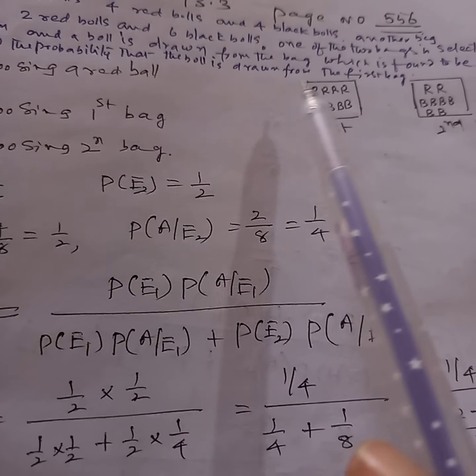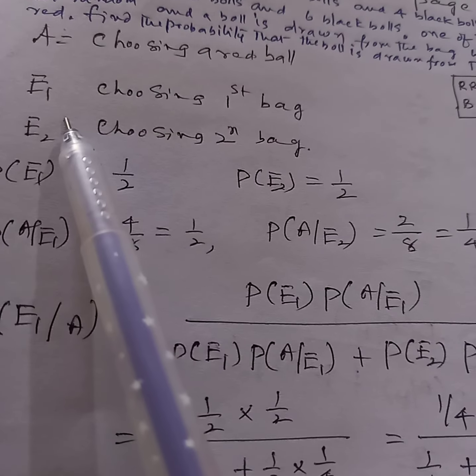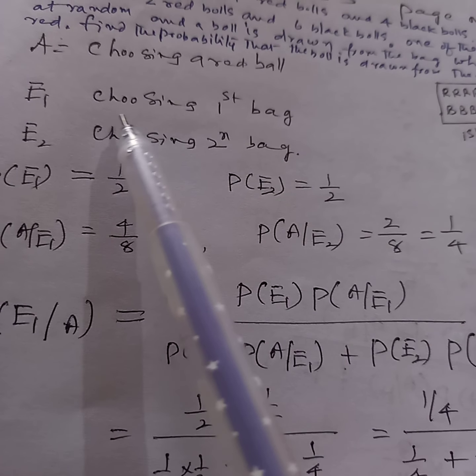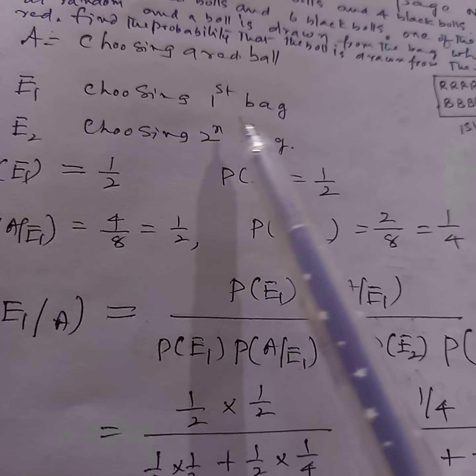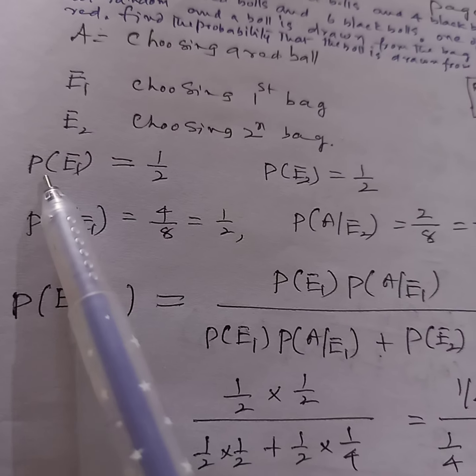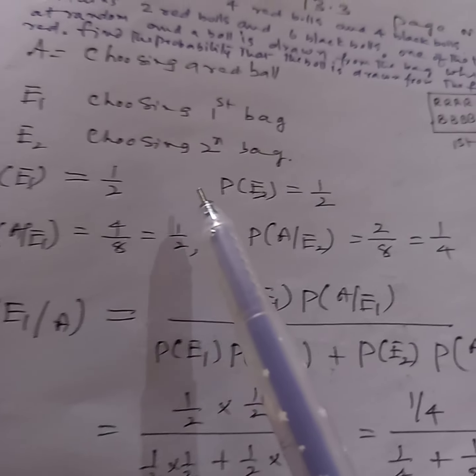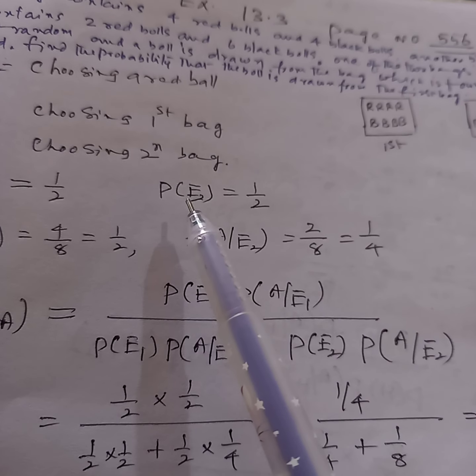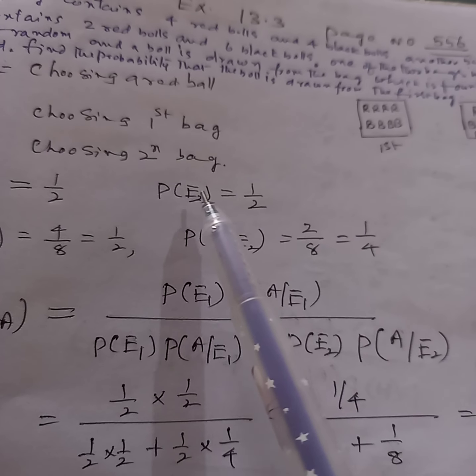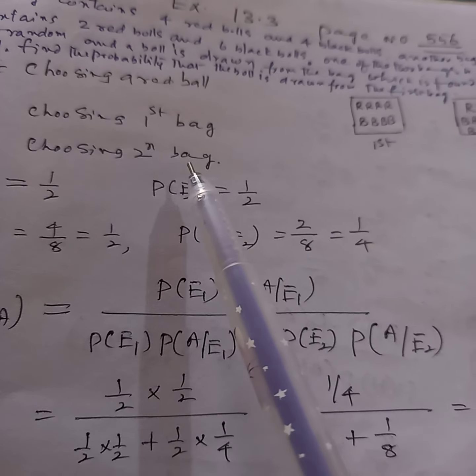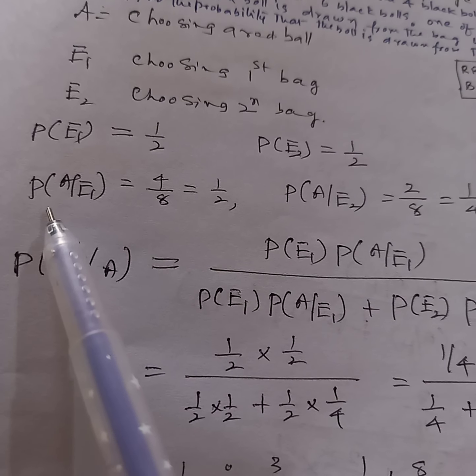Now we have to choose the first bag. Let E1 be the event of choosing the first bag, and E2 the event of choosing the second bag. So the probability of E1, the probability of choosing the first bag, is 1 over 2, because there are only 2 bags and we choose one out of them. Similarly, the probability of choosing the second bag is also half, because there are 2 bags and there is one second bag.